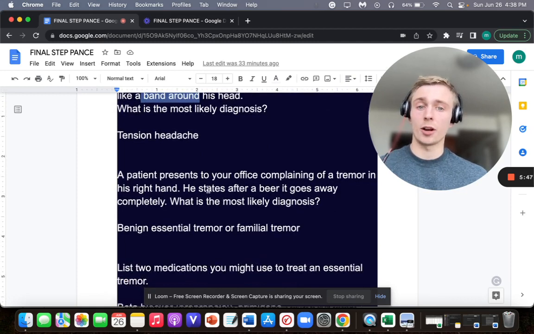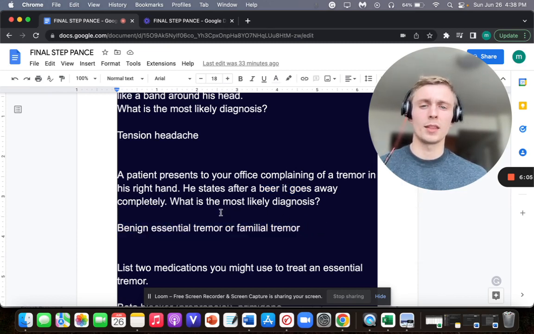A patient presents to your office complaining of a tremor in his right hand. He states that after a beer, it goes away completely. What's the most likely diagnosis? So we alluded to this earlier. He's having a drink of alcohol, and he has a tremor. So this is a benign essential tremor or a familial tremor.